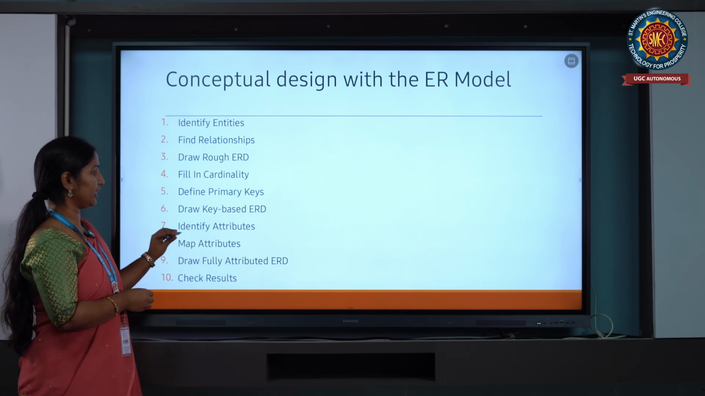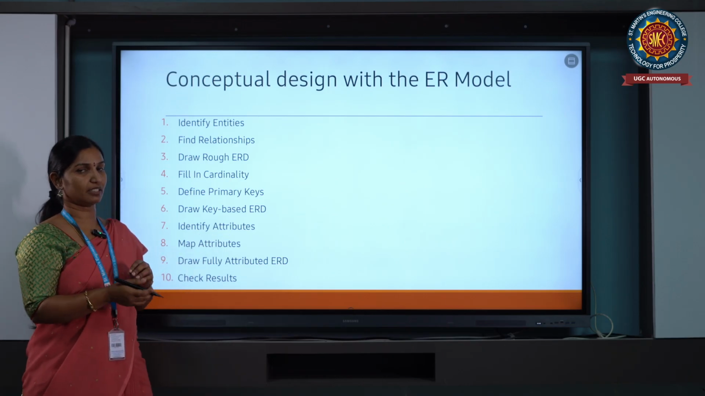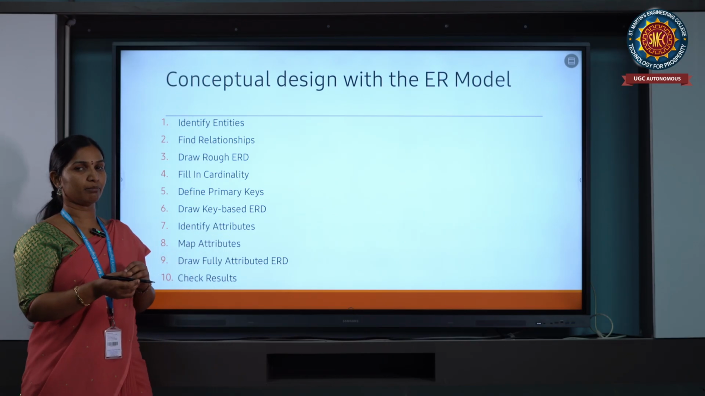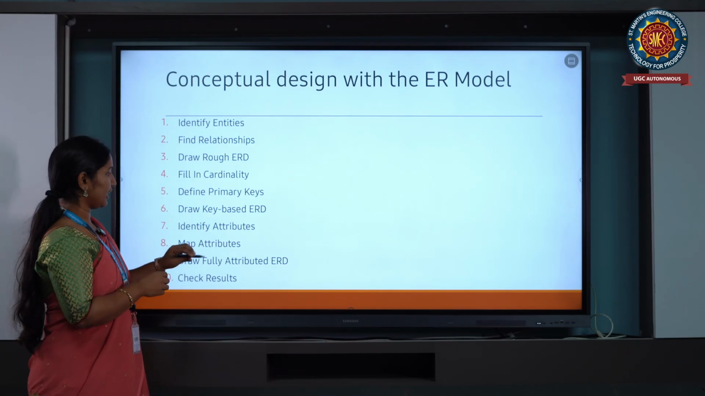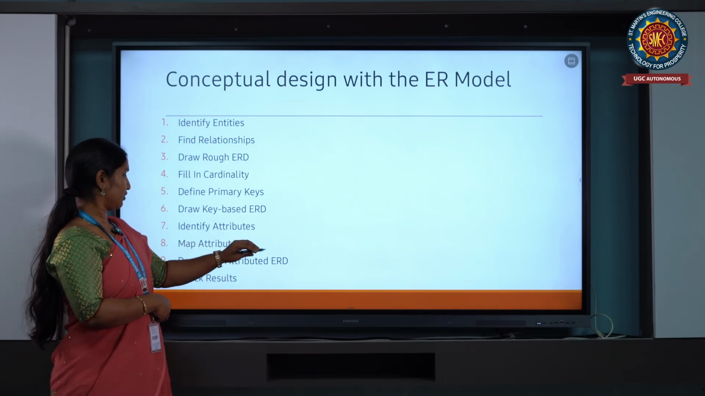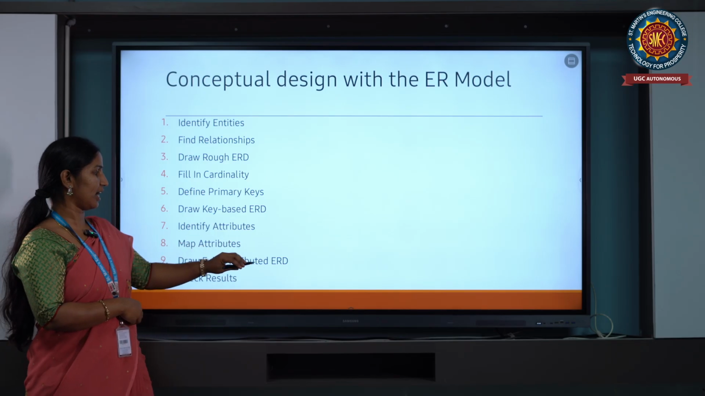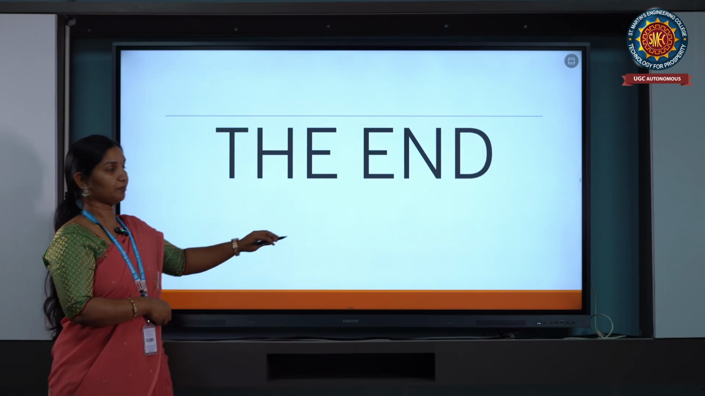Next one is we need to identify the attributes. So for example, if the student has student number, name, ID, age, these all come under the attributes. We need to identify the attributes, then we need to map the attributes. Next, we need to draw the fully attributed ERD, then we have to check the results.